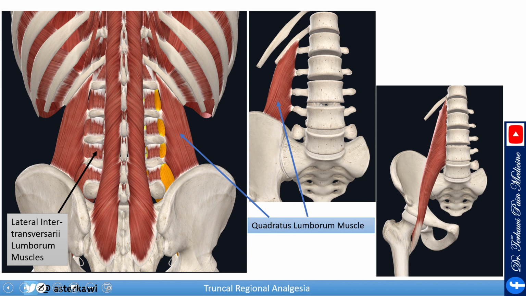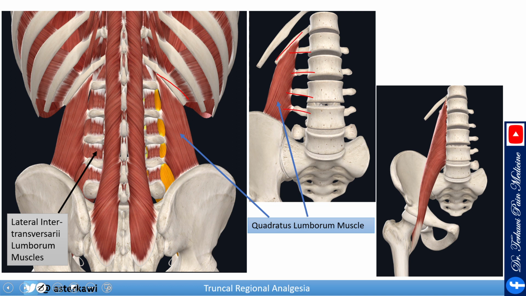One is the quadratus lumborum muscle. So the quadratus lumborum, as you see here, originates from the iliac crest and iliolumbar ligament, and it inserts in the number 12 rib, as you see here, and L1 to L4.